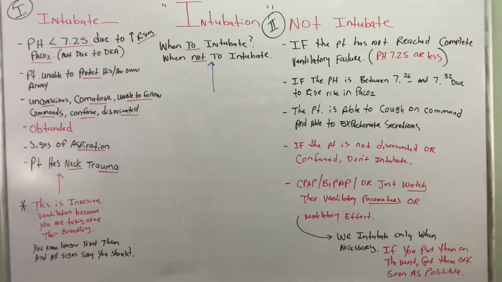Obtunded is written in red on this board. You, without a doubt, must know the definition of this word, and when you see it, almost 99% of the time it's telling you that your patient is unresponsive and you must act immediately and intubate them. If there are signs of aspiration, or if the patient has neck trauma, you must intubate them, okay? Because again, there may be a problem with paralysis and they're unable to protect their own airway. Go ahead on your trauma patient, especially neck trauma, and intubate them.